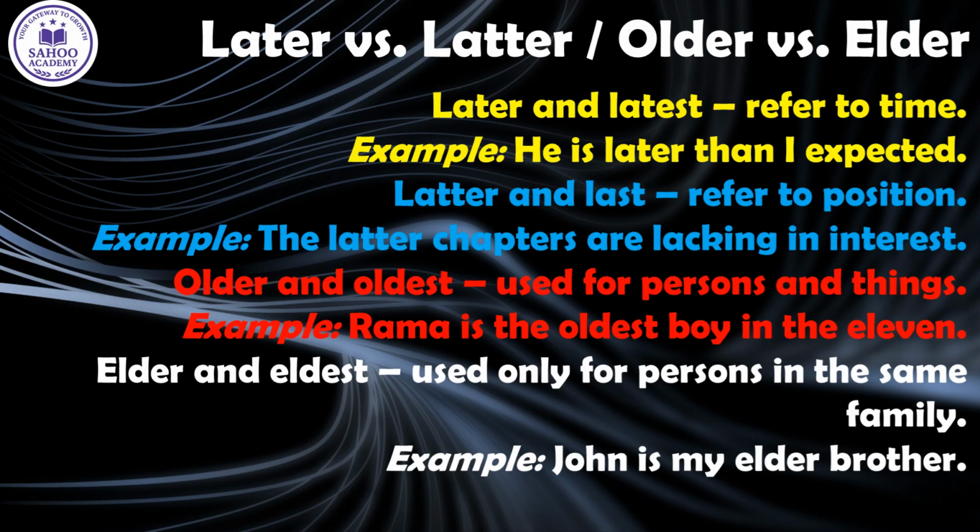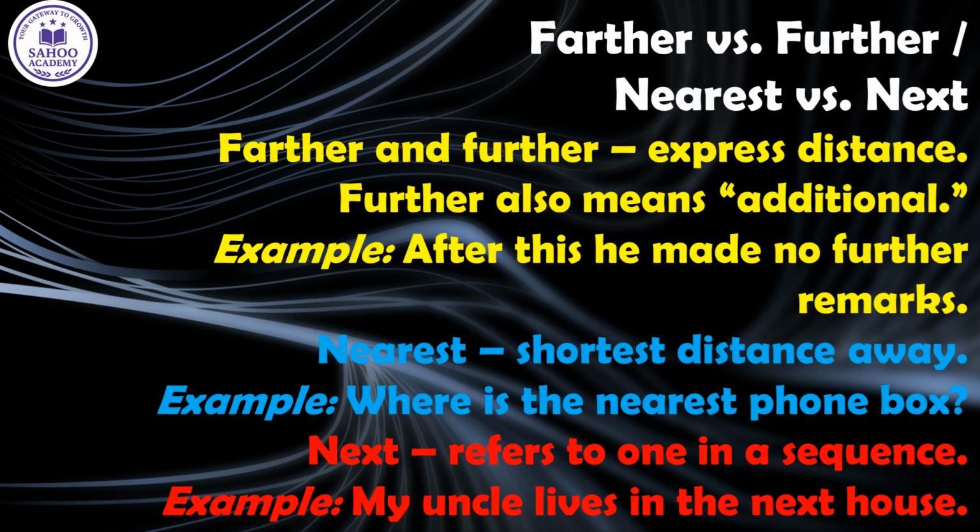For example, John is my elder brother. This means John is older than me and he is my brother. So remember, later is equal to time, latter is equal to position, older people and things, but elder family members only. Clear? Now let's go to the next slide.